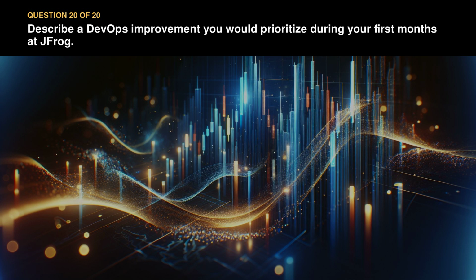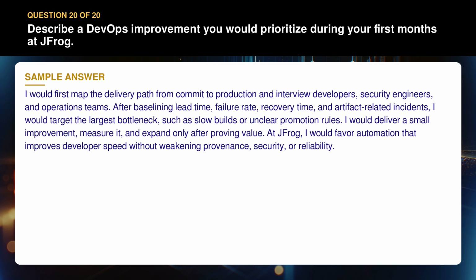Question 20. Describe a DevOps improvement you would prioritize during your first months at JFrog. I would first map the delivery path from commit to production and interview developers, security engineers, and operations teams. After baselining lead time, failure rate, recovery time, and artifact-related incidents, I would target the largest bottleneck, such as slow builds or unclear promotion rules. I would deliver a small improvement, measure it, and expand only after proving value. At JFrog, I would favor automation that improves developer speed without weakening provenance, security, or reliability.